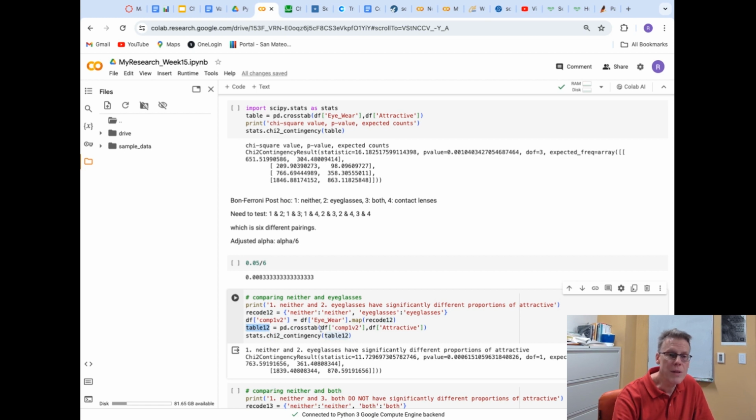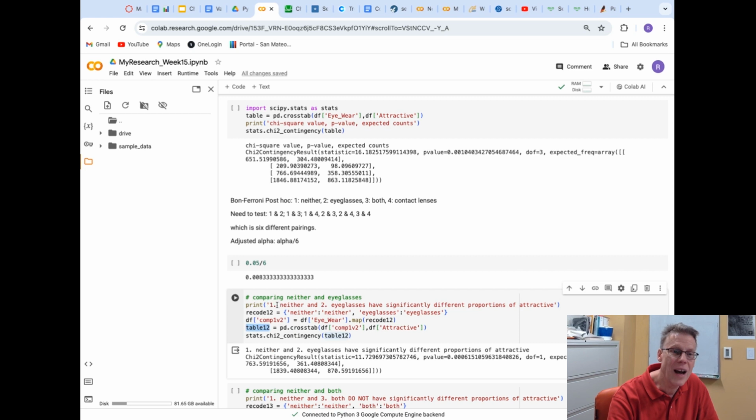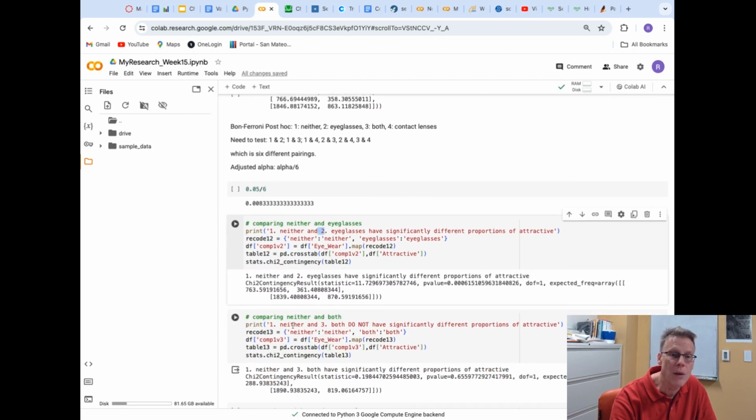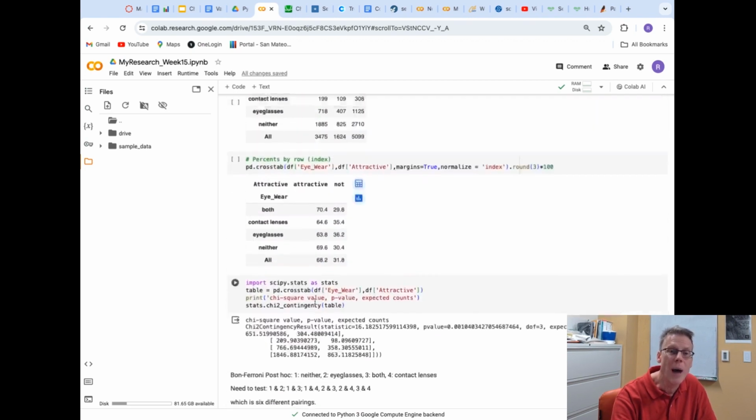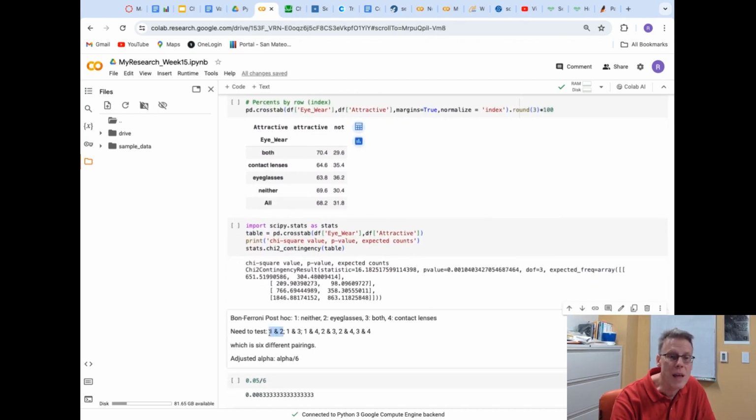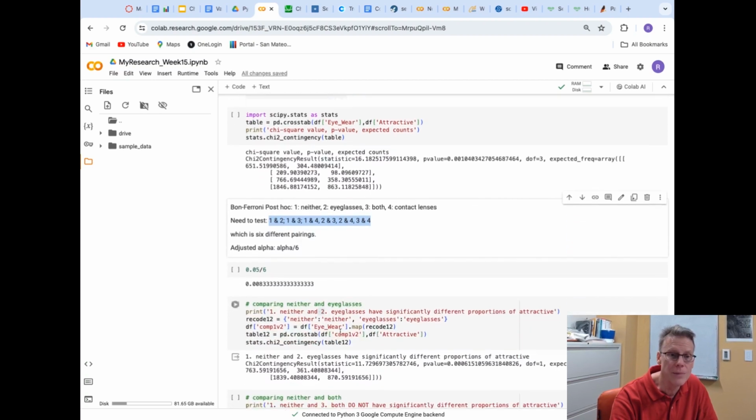And so what you'll notice that I've done to kind of keep myself sane is I use the numbers of the categories that I'm comparing. So I'm starting with category 1 versus category 2. And then the next time I'm going to do category 1 with category 3. And the next time I'm going to do category 1 with category 4. I'm going kind of in order, the same way I laid these out.